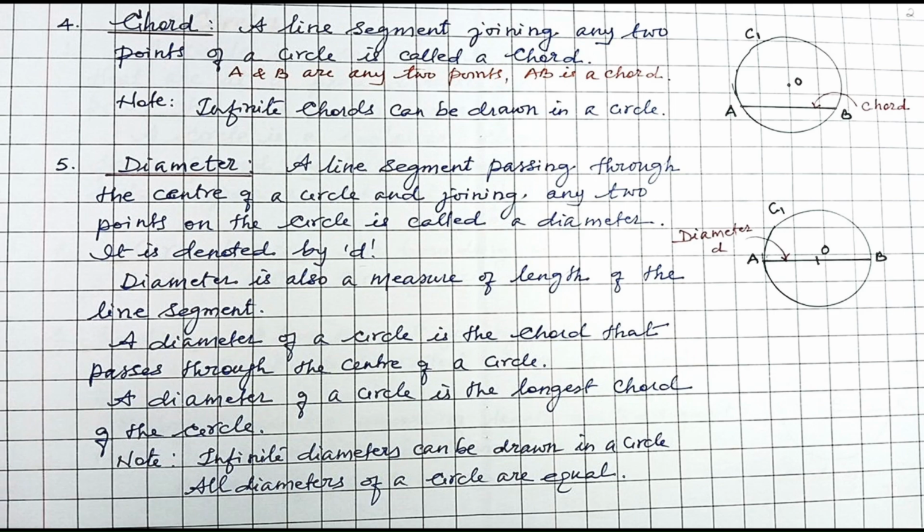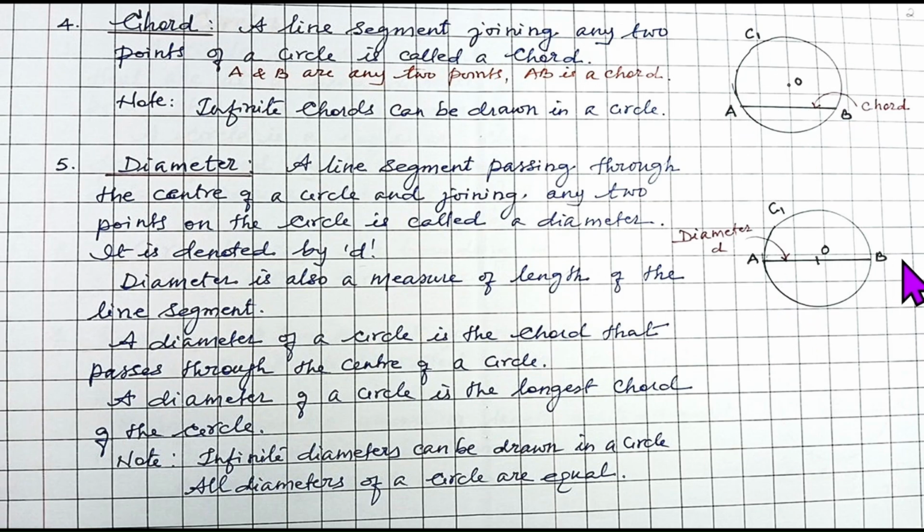Now, what is a chord? A chord is a line segment joining any 2 points of a circle. And if you see here, A and B are 2 points on the circumference of a circle. AB is joined and therefore AB is a chord. Infinite chords can be drawn in a circle.